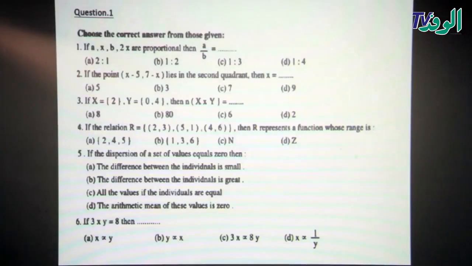يلا نبدأ مع بعض الأسئلة المشهورة والمهمة جدا في الامتحانات. أول سؤال طبعا عندنا في الامتحان بيبقى دايما choose the correct answer. ده أول سؤال معانا، يلا نشوف مع بعض. Choose the correct answer from those given. Number 1. If a, x, b and 2x are proportional then a over b equals.